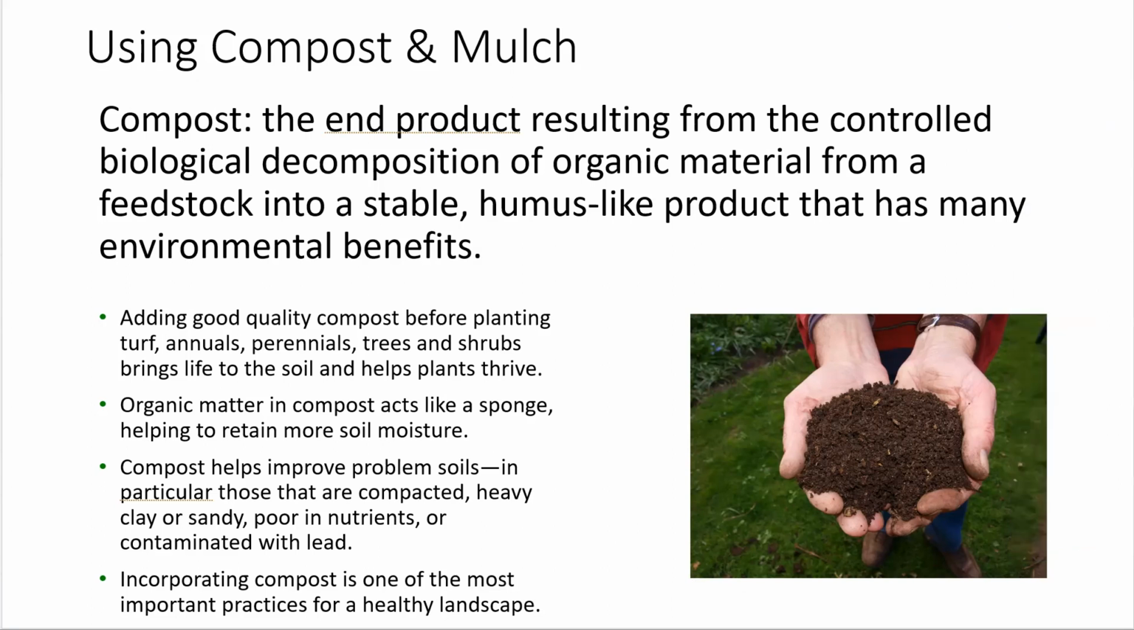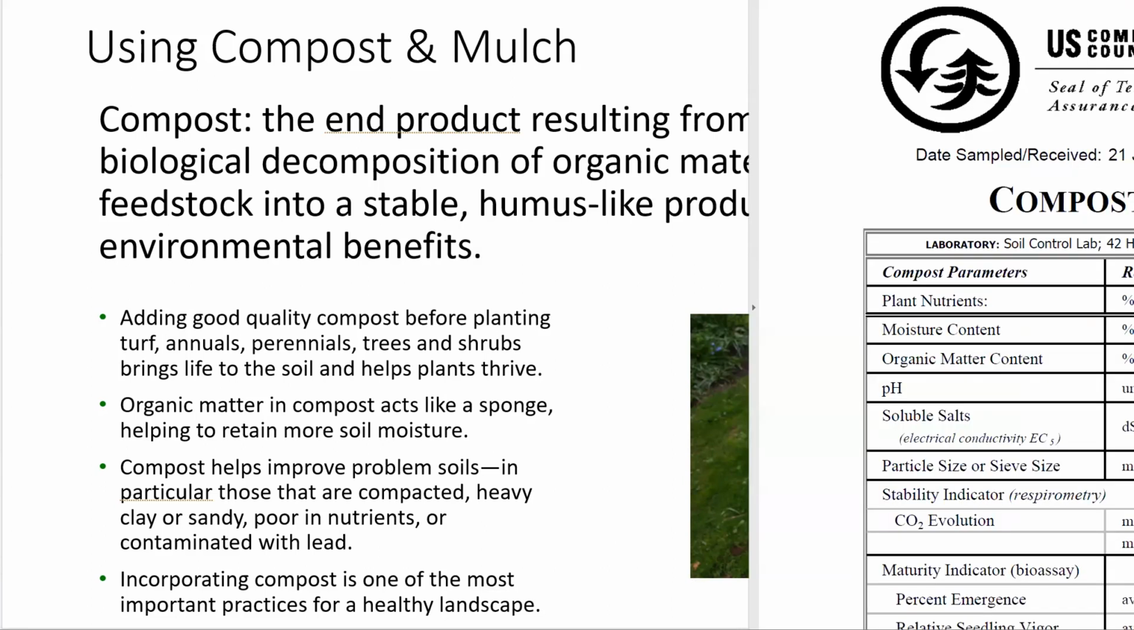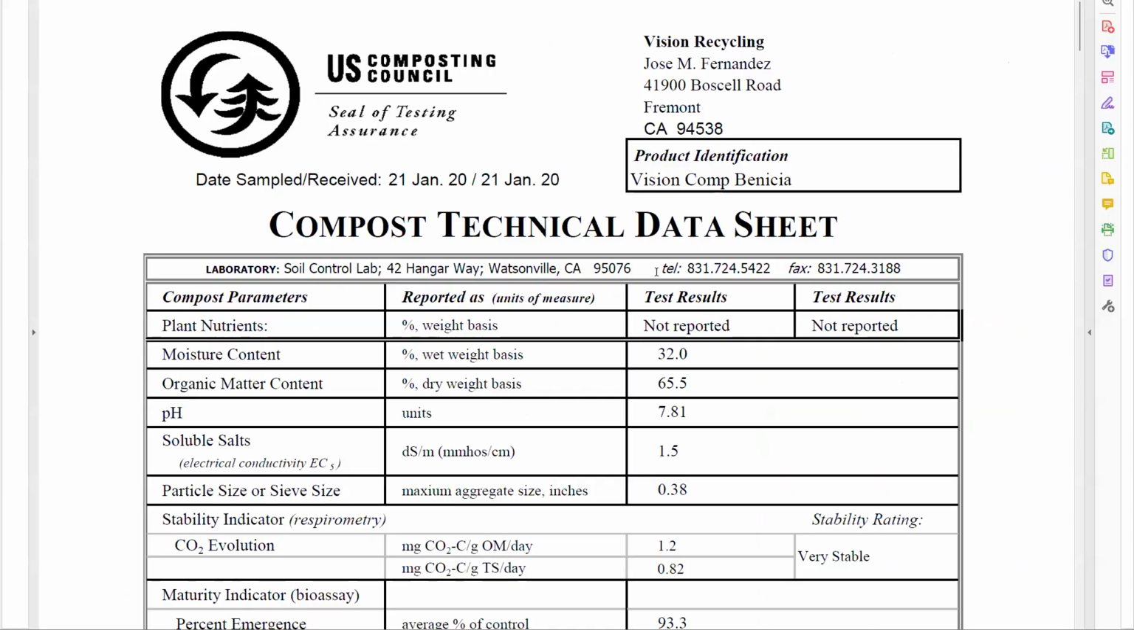Let's dive into someone else's organic compost analysis. Now, when you get compost, you can ask for this. If a compost is being sold at a retail location, it has to go through the U.S. Composting Council's Seal of Testing Assurance. Okay, it's the U.S. Composting Council's STA. It's tested, and it has to be tested frequently. And this is the information that you get back from it.